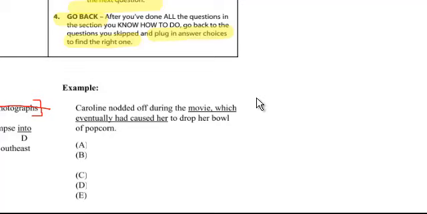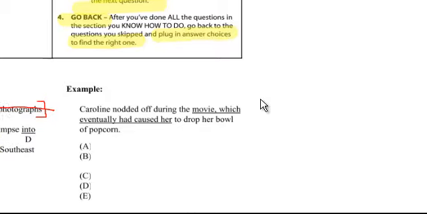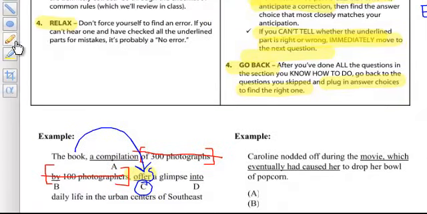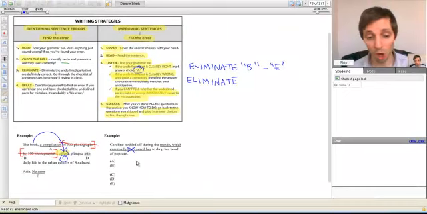But Caroline nodded off during the movie, which eventually had caused her to drop her bowl of popcorn. At this point, most students will say, well, the "had" sounds a little weird. We don't really need that. Okay, so let's cross off the "had," right? Which eventually caused her to drop her bowl.